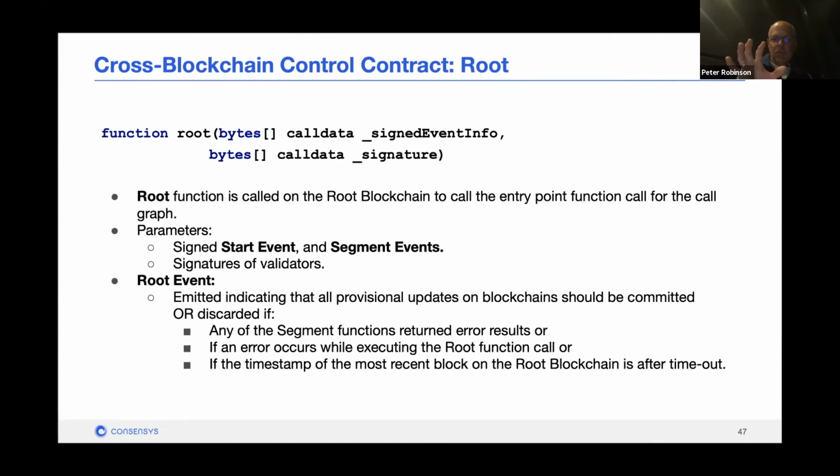The root call is used to do the root of the overall cross-blockchain call. It has the start event and any segment events as parameters. It then commits that root event, saying whether we should discard the results of the updates or commit them, and it will commit any updates on the root blockchain itself. If the overall call has timed out, it will fail as well, and it will indicate that everything needs to be rolled back.